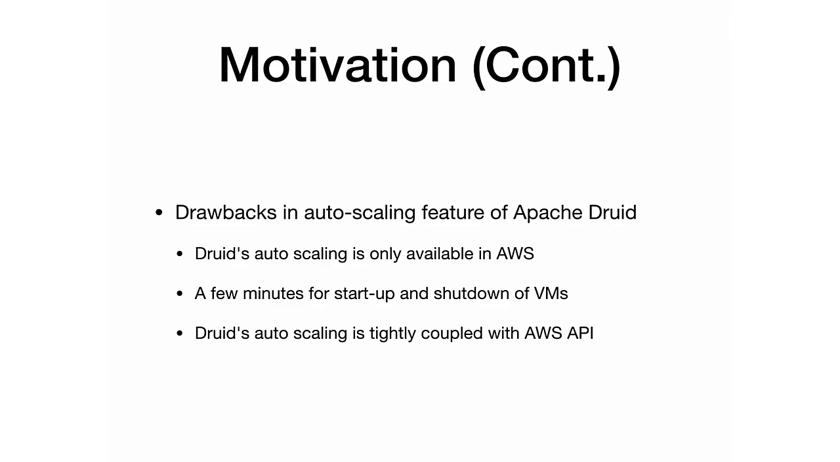Third, Druid autoscaling is tightly coupled with AWS API. This is because Druid engine code exploits AWS API. Our scale-out and scale-in algorithm is logically equal to Druid's autoscaling approach, but we decoupled the dependency because Kubernetes communicates with one of the dispatcher nodes, such as the overlord node, using REST API.